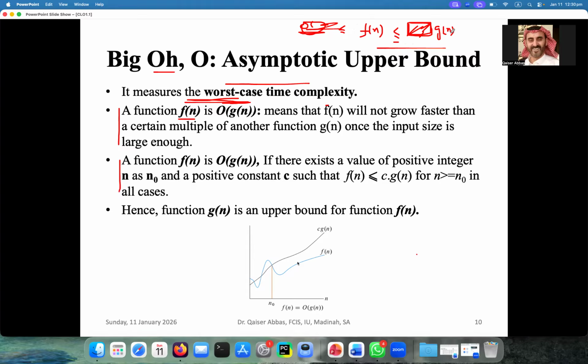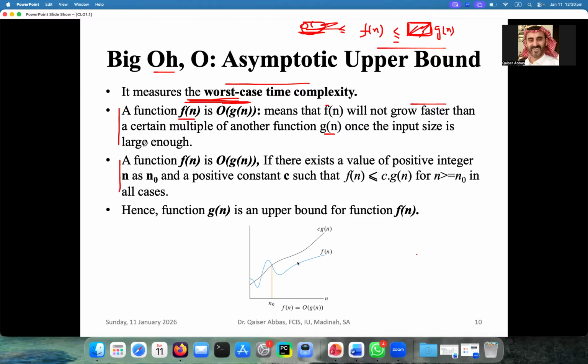This is the picture now. What is the meaning of f of n is order of g of n? It means f of n will not be greater than g of n. Simply, f of n will not grow faster than a certain multiple of another function, g of n. You can also say it like that.